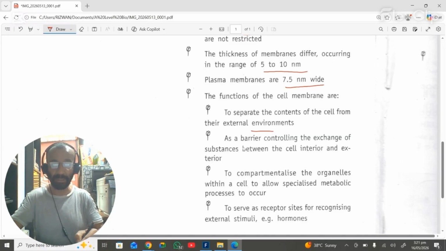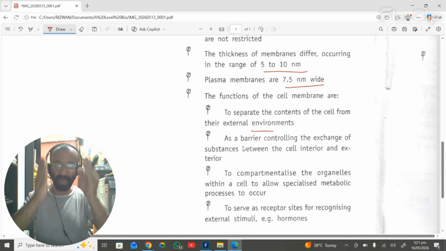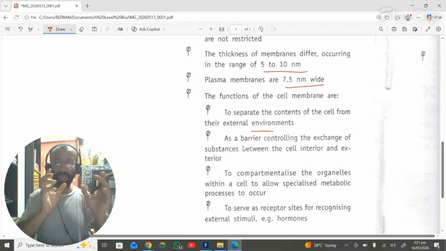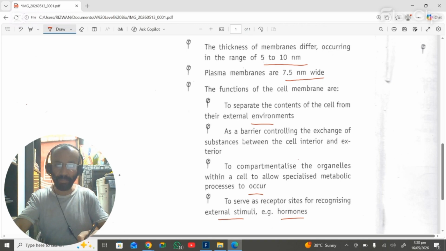Number two is as a barrier controlling the exchange of substances between the cell interior and the exterior. So this is almost the same function as given in number one. So they behave like a barrier to control the exchange. So a very controlled exchange of substances is allowed by the cell membrane between the interior and the exterior.